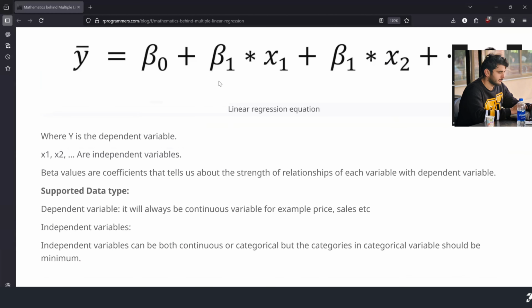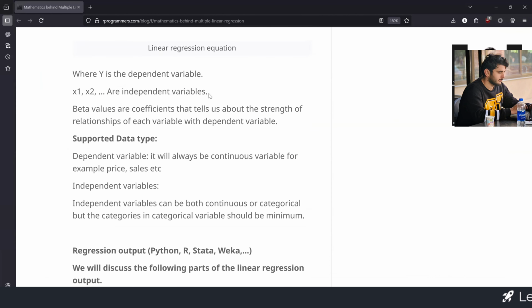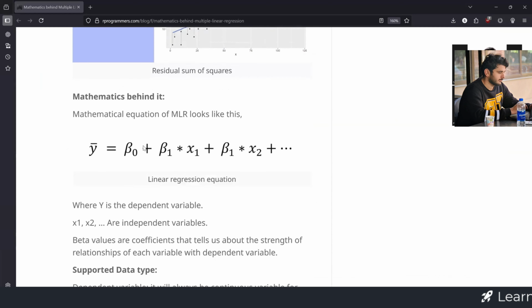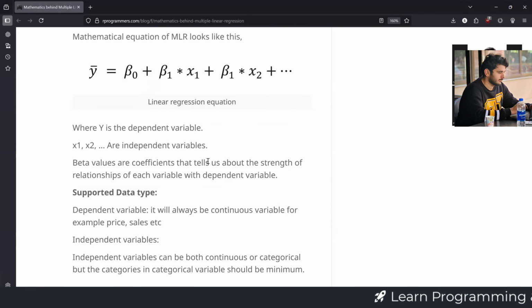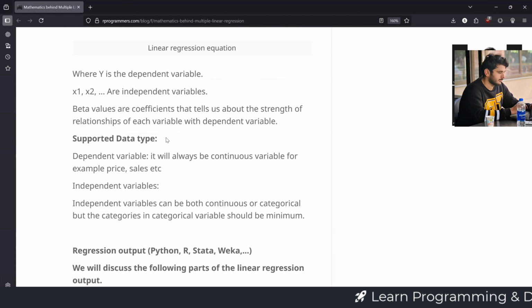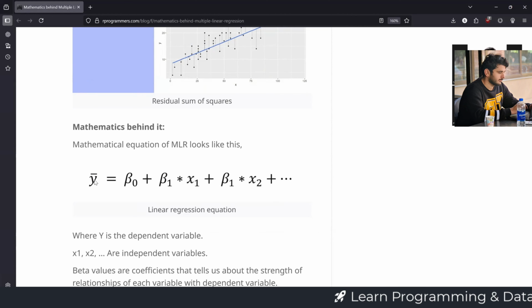We will discuss all of them in detail, like how we can calculate beta 1, beta naught, and all that stuff. The one thing that we need to understand is that here x1, x2 are going to be our independent variables, so we cannot add our dependent variable here. For example, if we're trying to talk about monthly sales and advertising budget, we cannot add sales as x1 or x2.